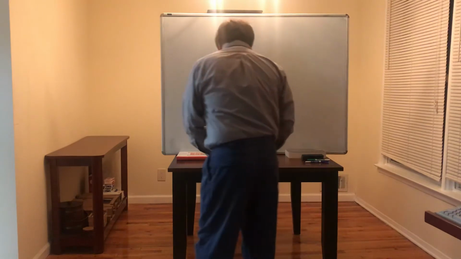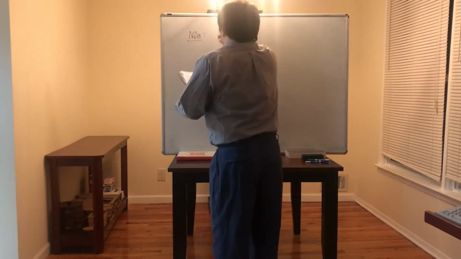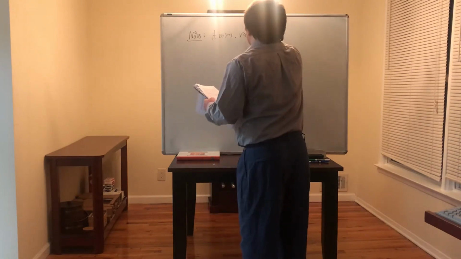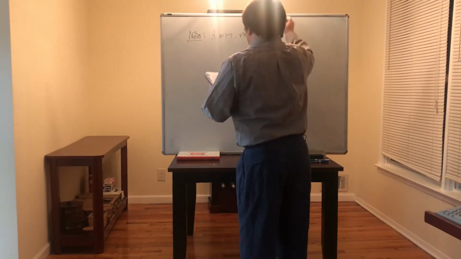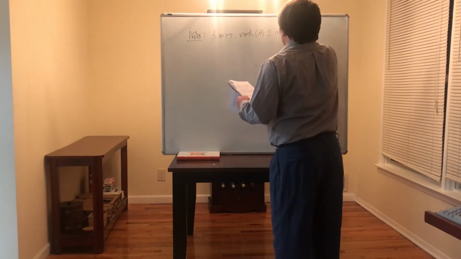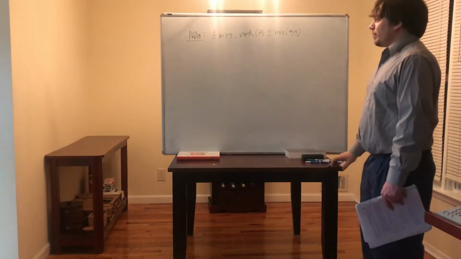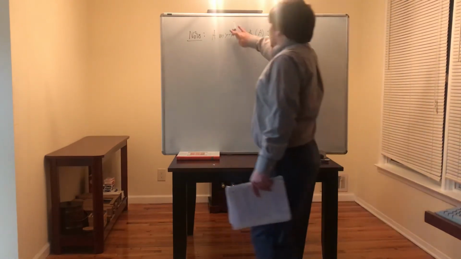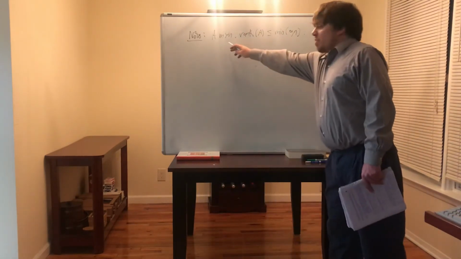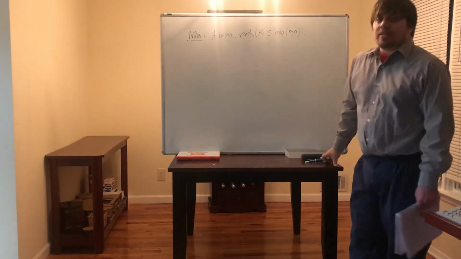Okay, so notes. Let A be an m by n matrix. The rank of A is less than or equal to the min of m comma n. If A is an m by n matrix, the rank of A is less than or equal to the min of m comma n.